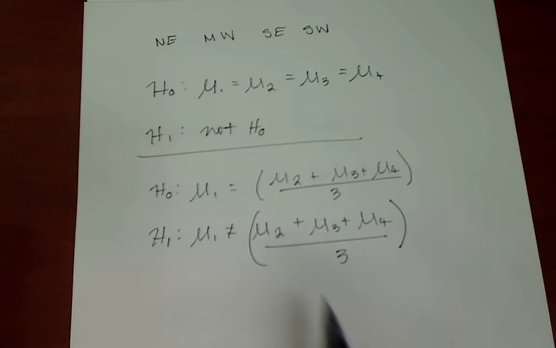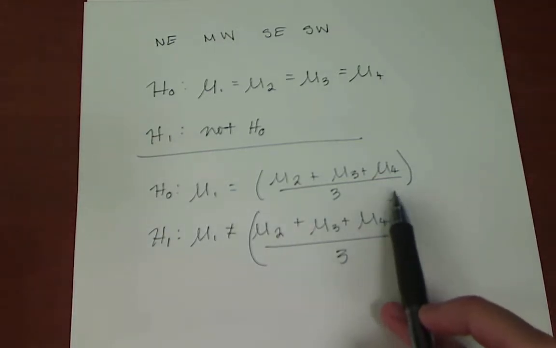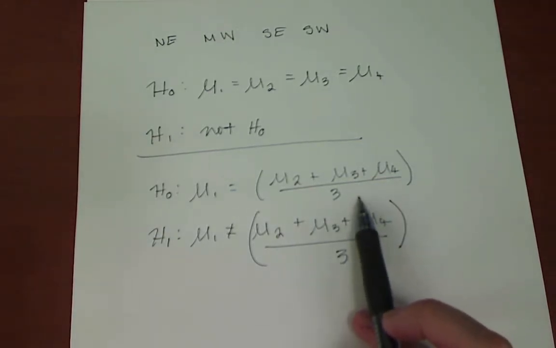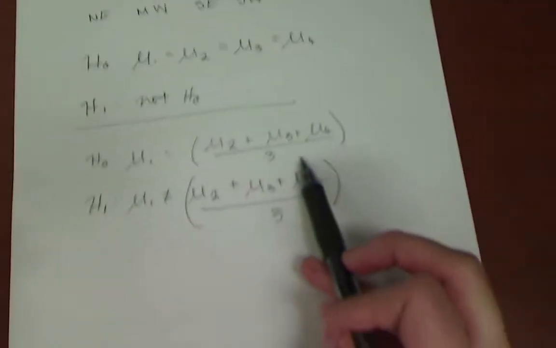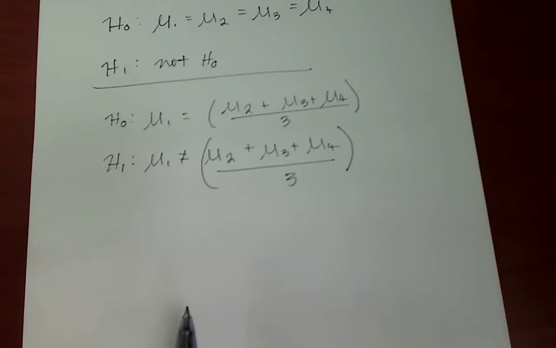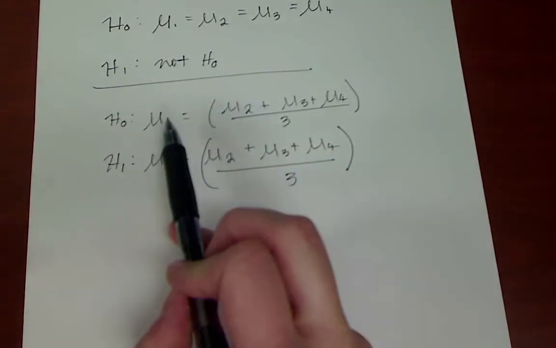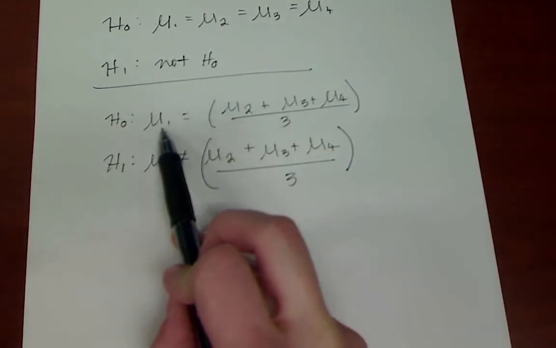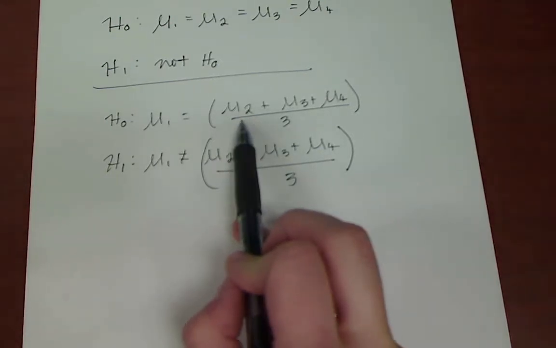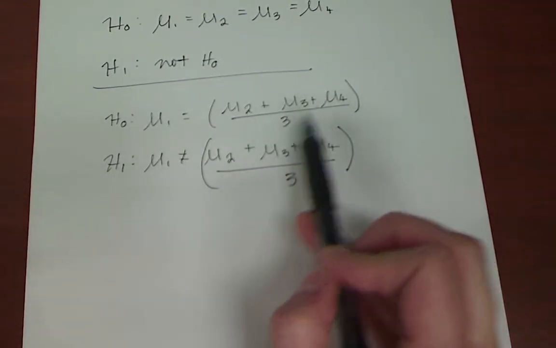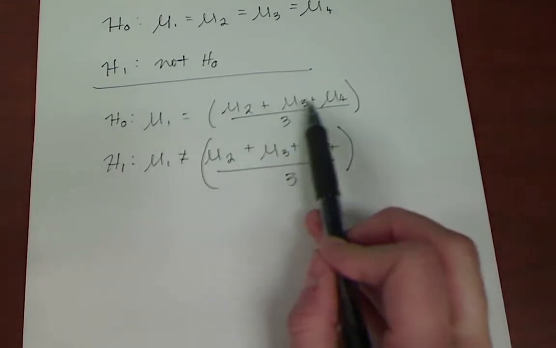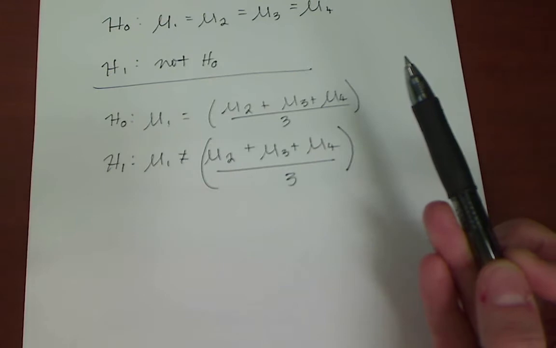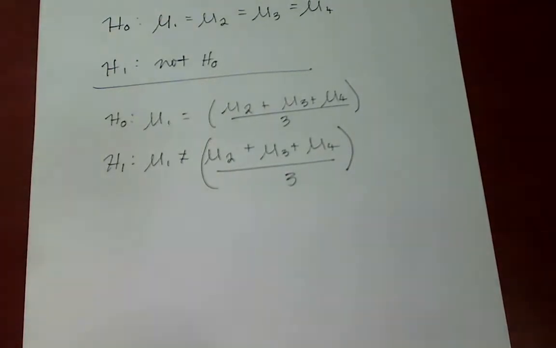Okay, so what we do is we're going to use the null here. We're going to use this to set up our contrast codes. So what we'll do is move down here. What we want to do is set this all on the same side, get this on the same side as the rest of this, and set it equal to 0, and then we'll solve. Whatever we get in front of each of these mu's is what we'll use as our contrast codes. So let's go ahead and start that.